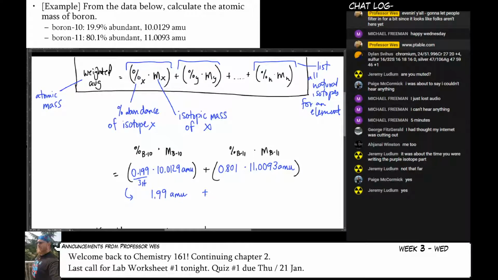plus 0.801 times 11.0093, 8.818443. Again, only 3 sig figs, so I'm going to keep 8.82 AMU.